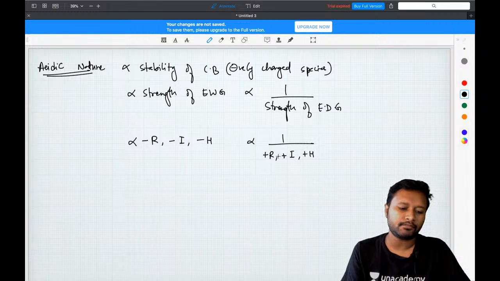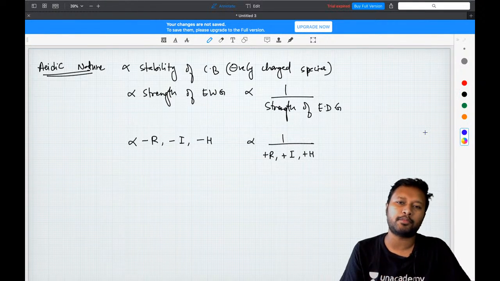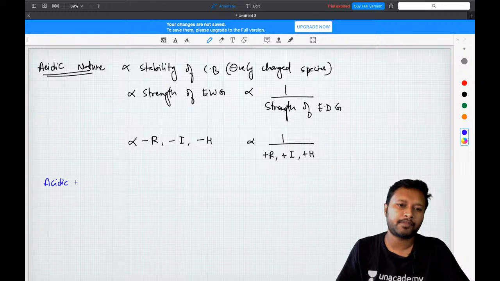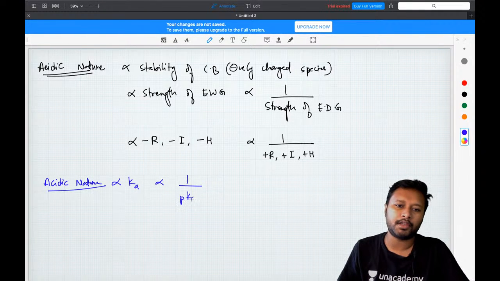Now, one more thing you should know is that the acidic nature can also tell you about other properties like Ka values and pKa values. So let's write that down. Acidic nature is proportional to Ka. If Ka is higher, that means acidic nature is also high. It is inversely proportional to the pKa value. It is proportional to the concentration of H plus ion, and inversely proportional to the pH.